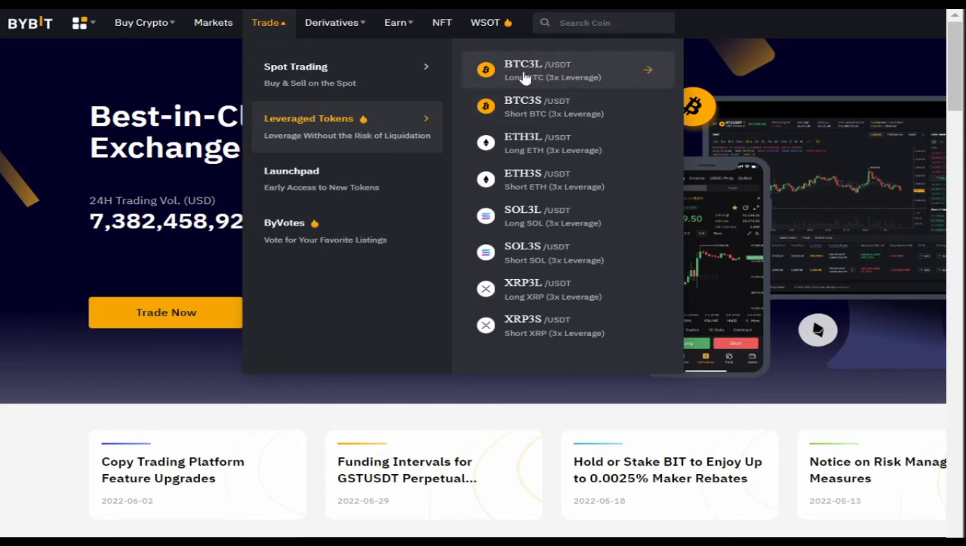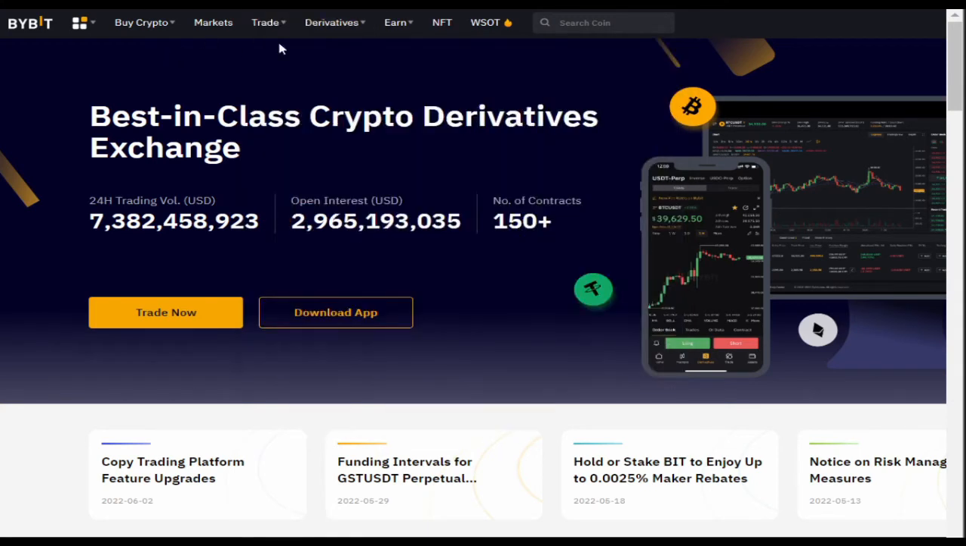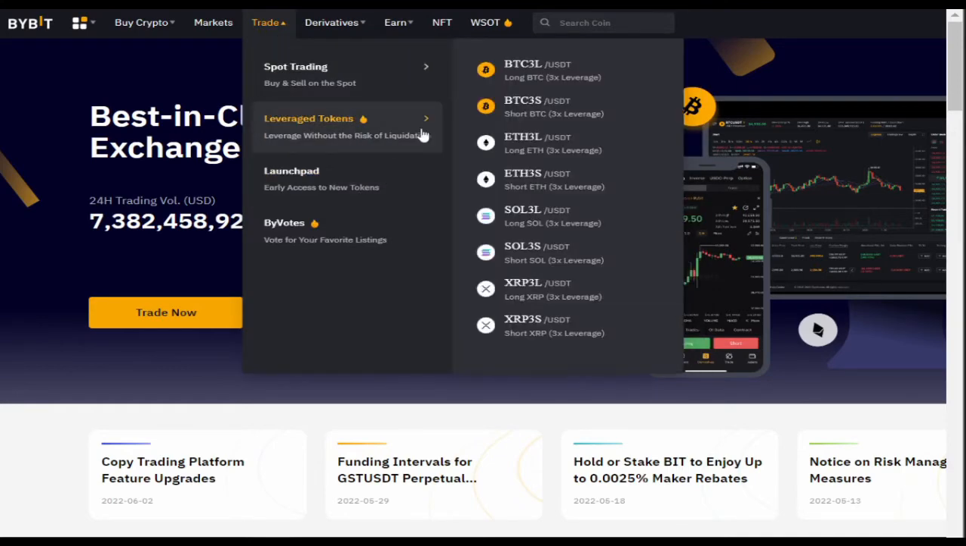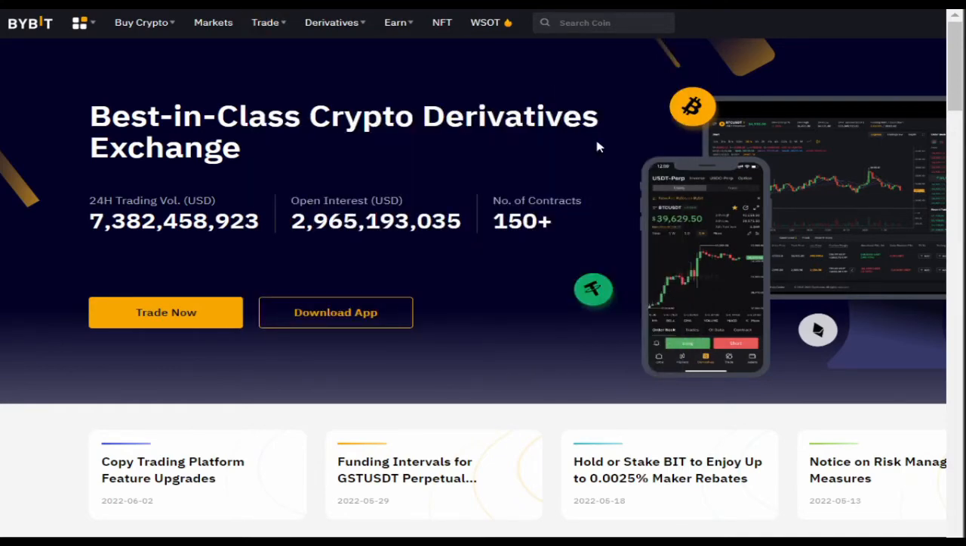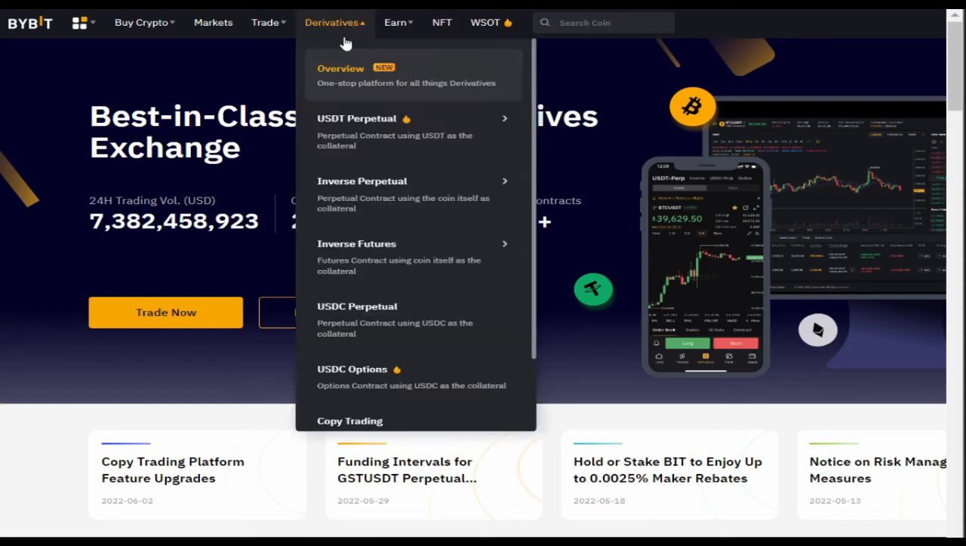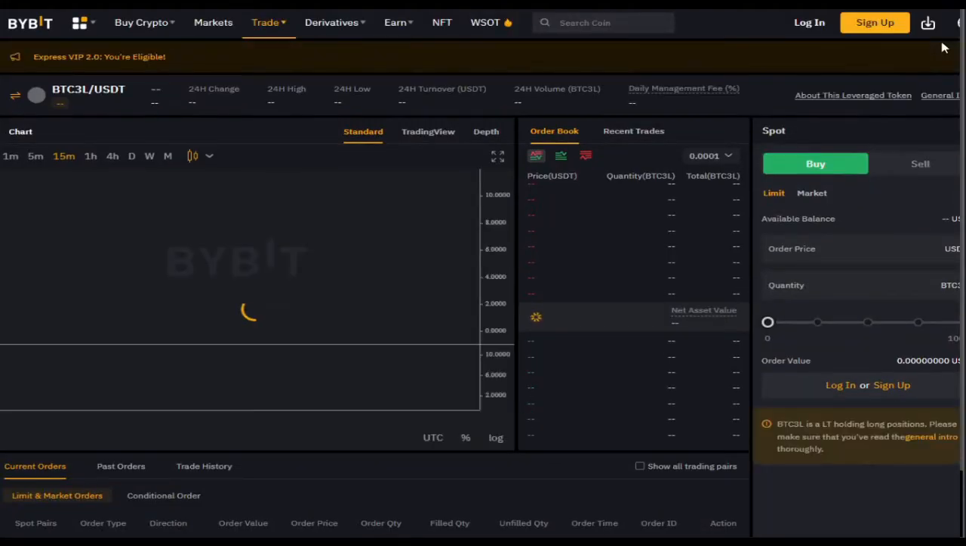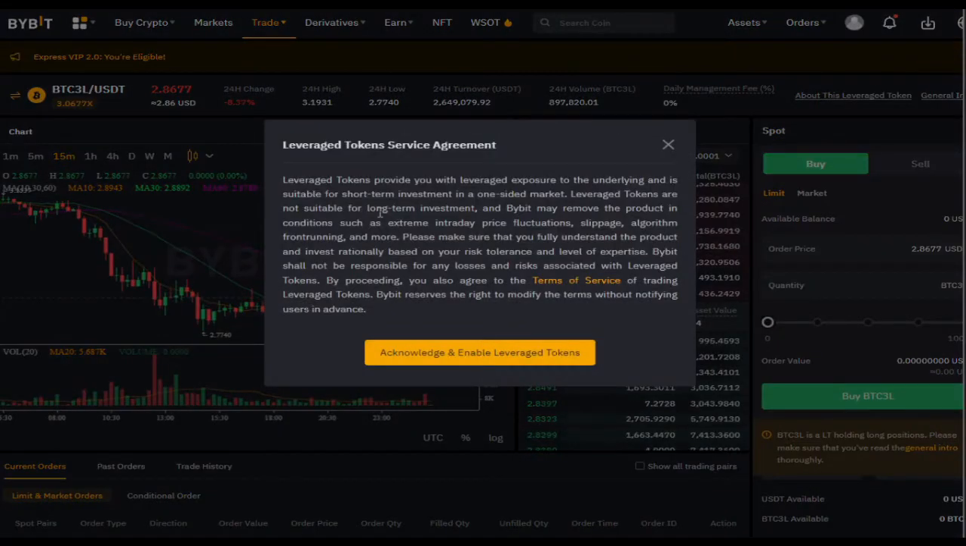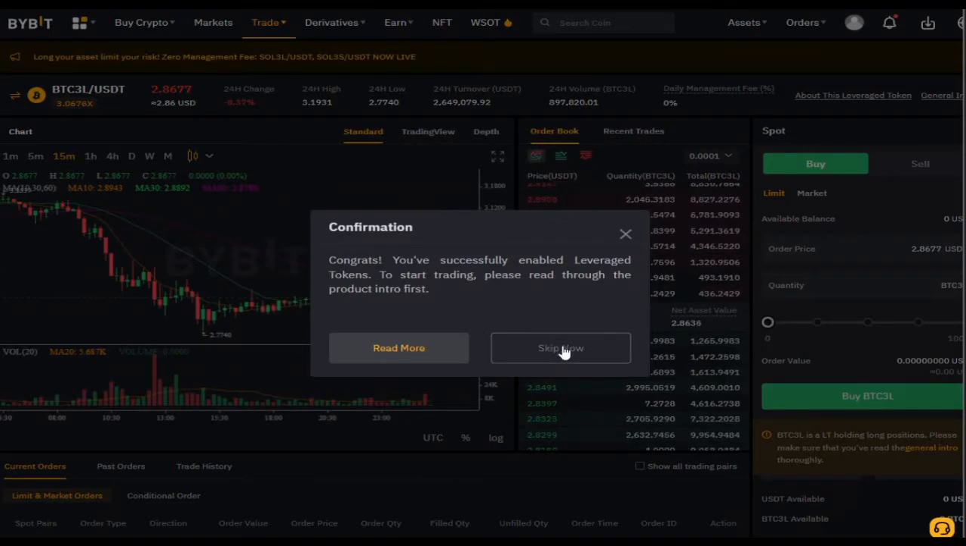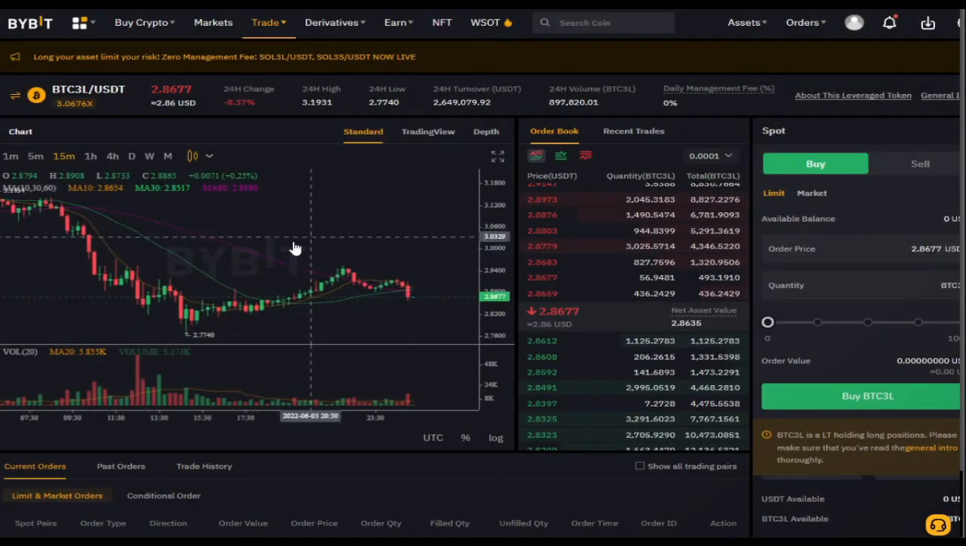So if you're going to trade this BTC 3L, let's go ahead and click on it. Boom. Give it a second here. It's working in the background. Leverage tokens, acknowledge it. Good to go here.